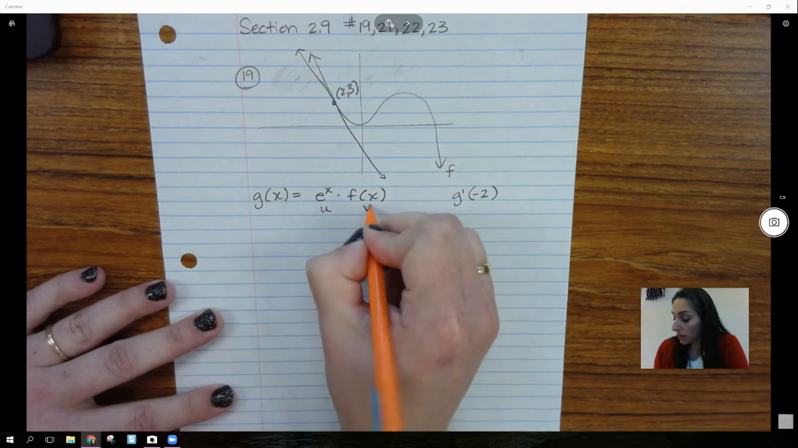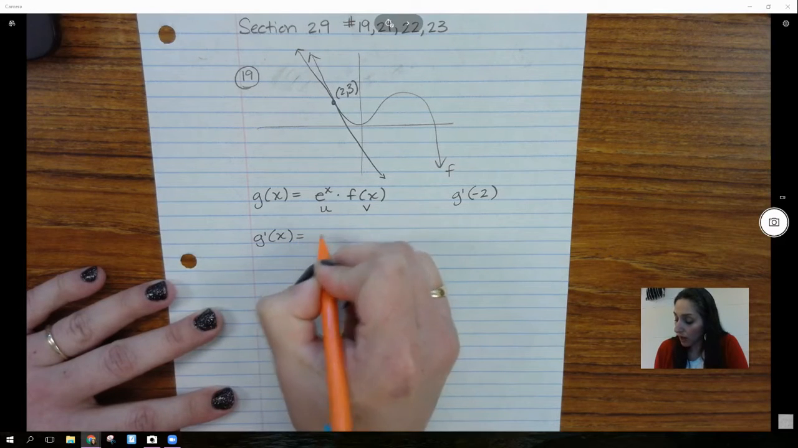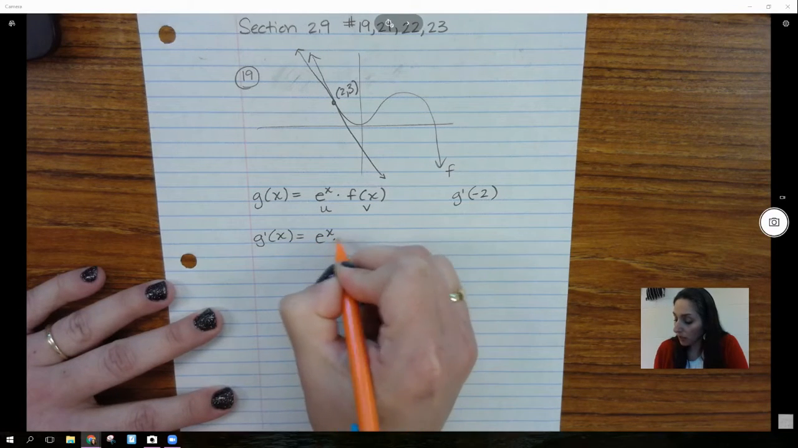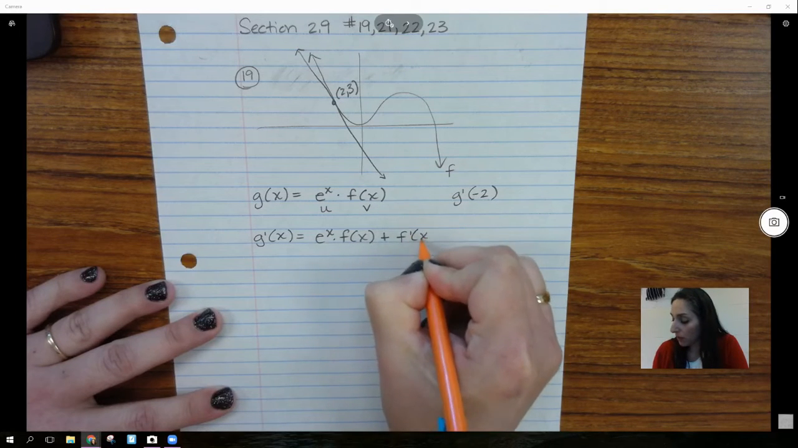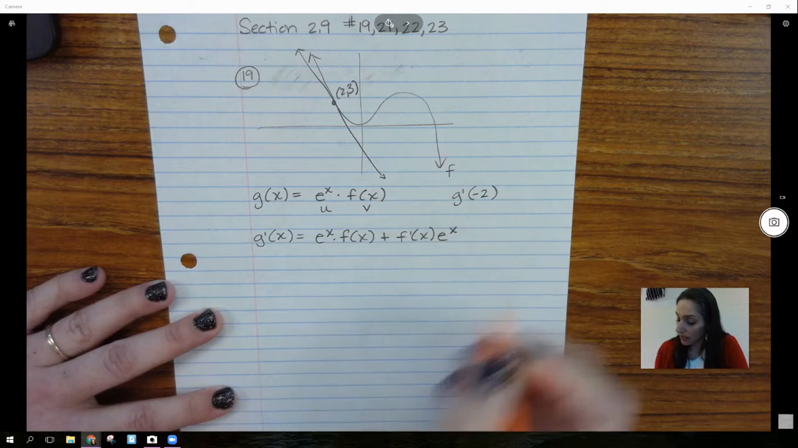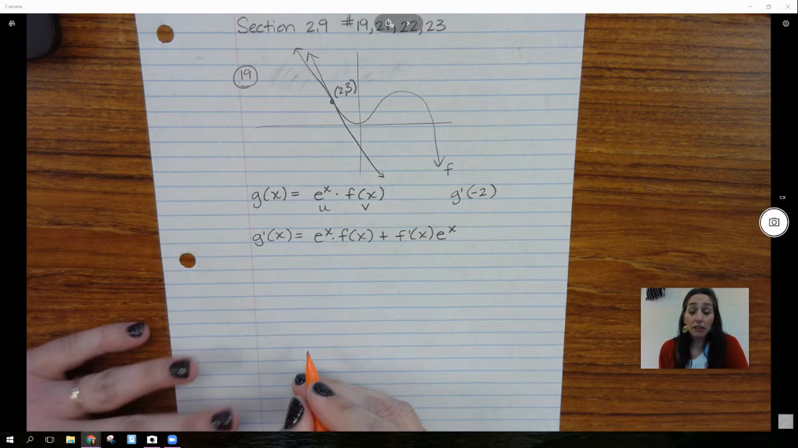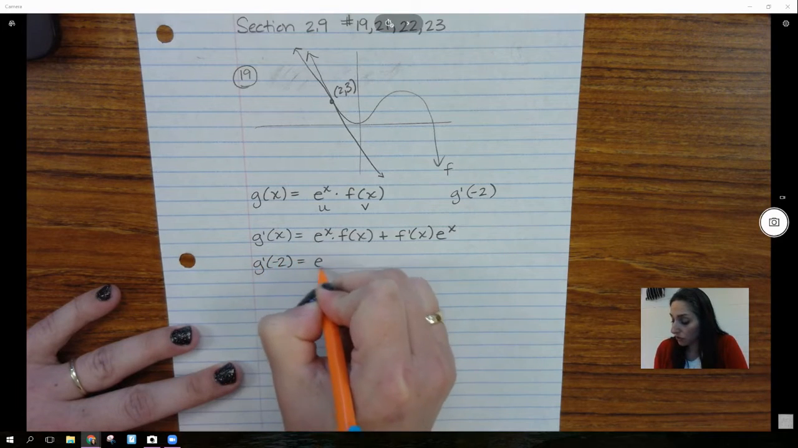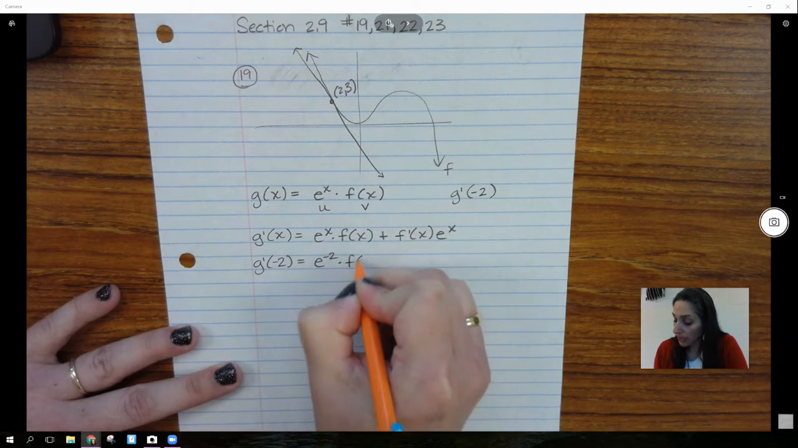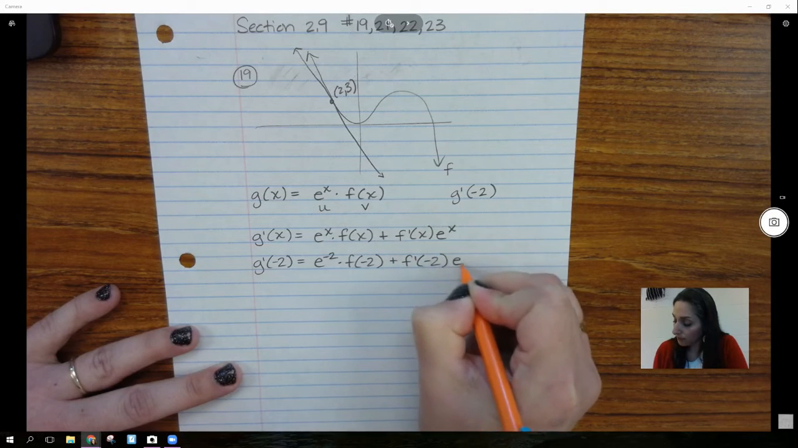So this is u and this is v. g prime of x would be u prime, which is e to the x, times v, which is f of x, plus v prime, which is f prime of x, times u, which is e to the x. That's the general idea of the derivative. Now we want it specifically at x equals negative 2, so you plug in a negative 2 everywhere you see an x. I'm putting it in all these spots.